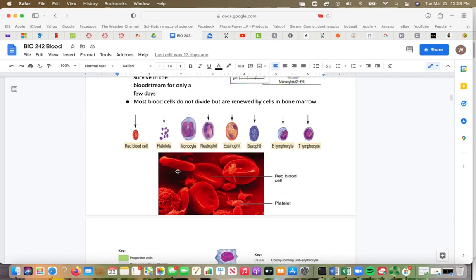So here's an electron microscope picture of some red blood cells and some platelets. And then up here we've got some illustrations. You can see the platelets, monocytes. Monocytes have this C-shaped nucleus in there. The neutrophil, also called a polymorphonucleocyte because it will look like it's got multiple nuclei to it. The eosinophils are kind of a reddish color. Basophils are blue. And then the B and T lymphocytes look a lot alike.